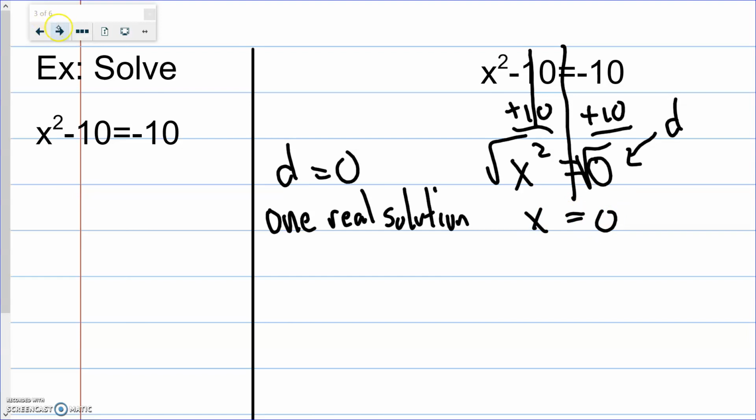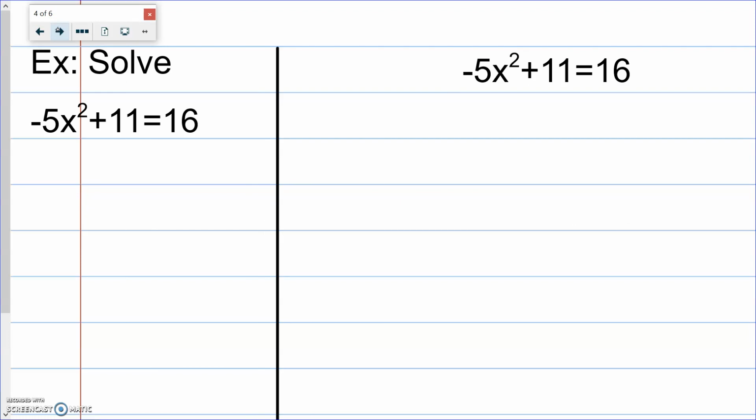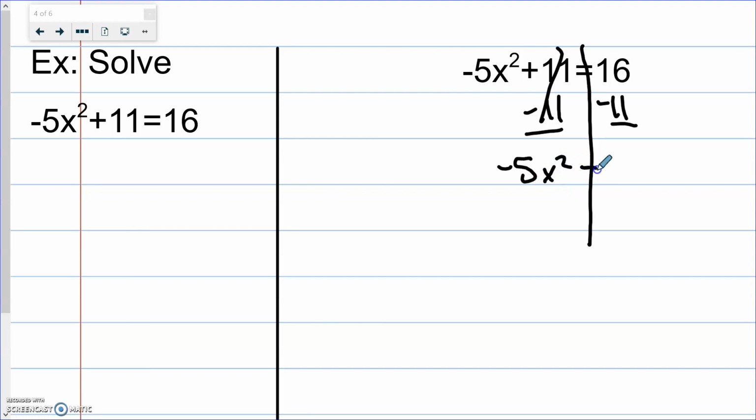Another example, we want to solve negative 5x squared plus 11 equals 16. Once again, we're going to attack our constant term, which is positive 11. So we get rid of it by subtracting 11 from both sides. We end up with negative 5x squared equals 5. We divide both sides by negative 5. We are left with x squared equals negative 1.